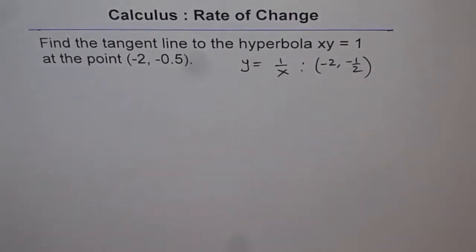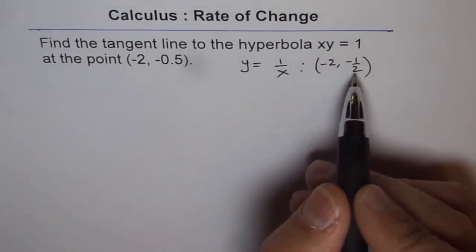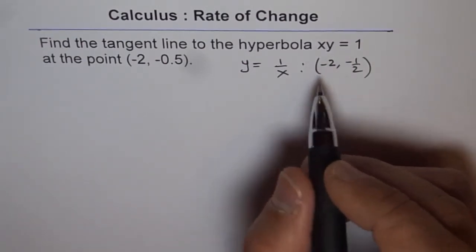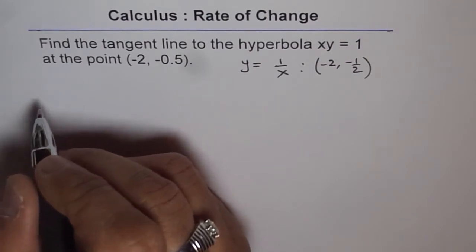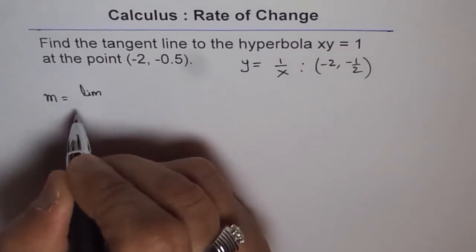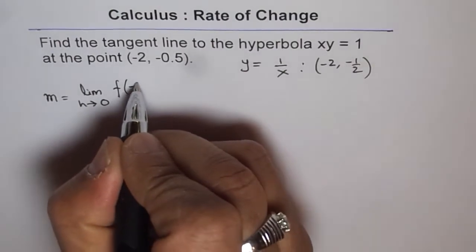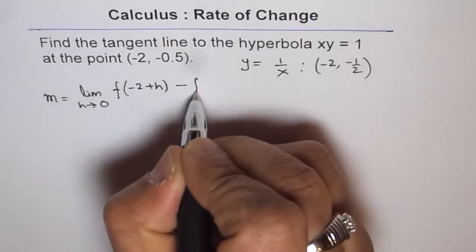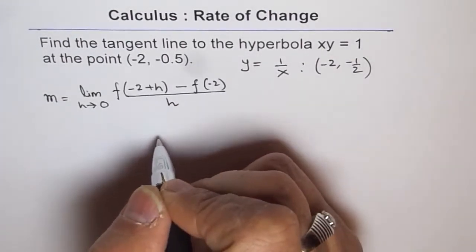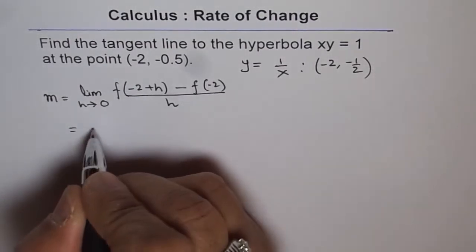So that point lies on our hyperbola, which is xy equals 1. When you multiply these two things, you get 1, correct? So that is the equation of a hyperbola. Now to find the slope, we can use the difference quotient equation and say the slope is the limit as h approaches 0 of f of -2 plus h minus f of -2, divided by h, correct? Now here we can plug in the values, simplify it and get our answer.